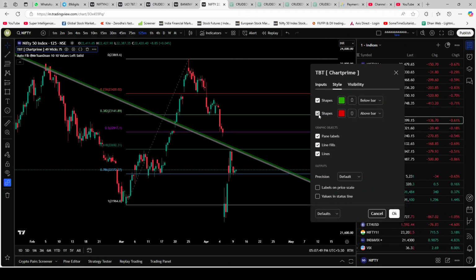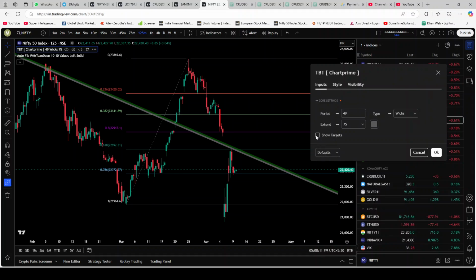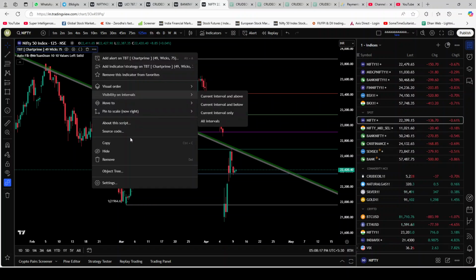These shapes of buy and sell I'm not using because I don't want it to tell me to buy and sell. I'm not even wanting it to tell me what the targets are. These three are ticked, and these two at the bottom are unticked. So that's my settings for TBT Chart Prime. Over here, this and this is unticked, this and this is unticked, and in the input section, show target is off, 49.75 and wicks.